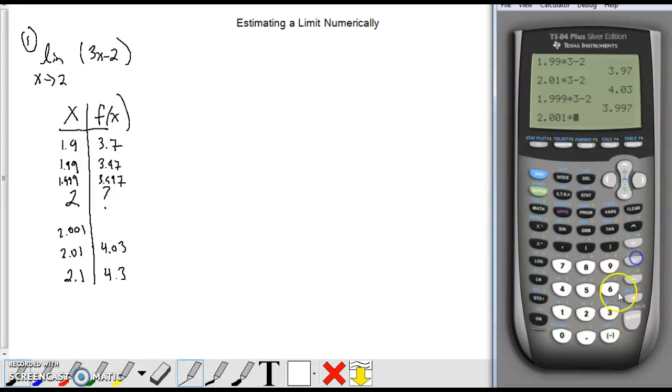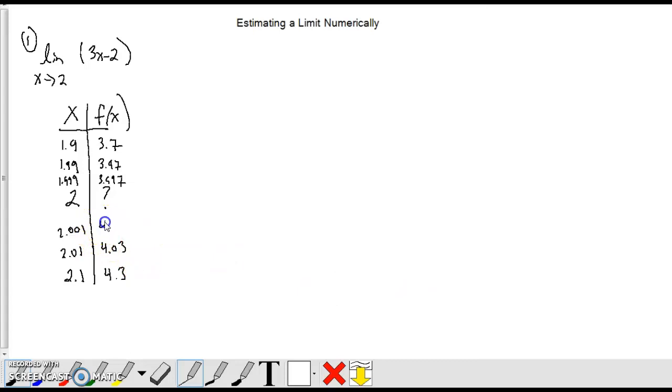And then 2.001 times 3 minus 2, so it should be 4.003. So it's safe to say, I could get even closer, that as x approaches 2, I'm pretty sure that my limit is going to be the number 4.